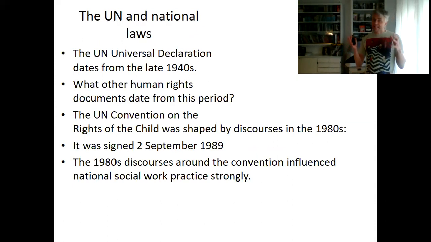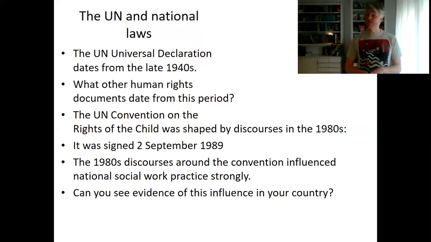The 1980s discourses around this convention influenced national social work practice strongly. Can you see any evidence of this influence in your country? I'll give you a clue. Maybe thinking of laws in your country. Pause here and natter with your partner. Very easy to answer if you're German.